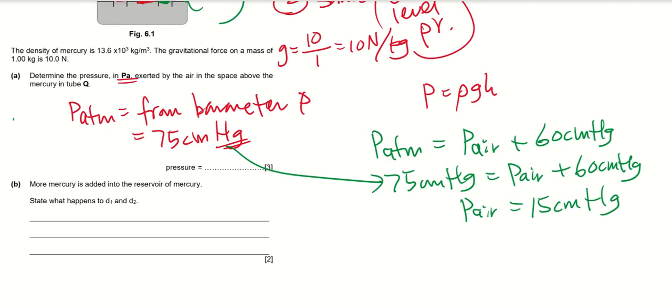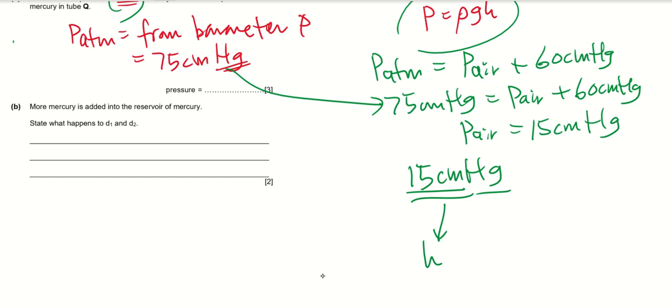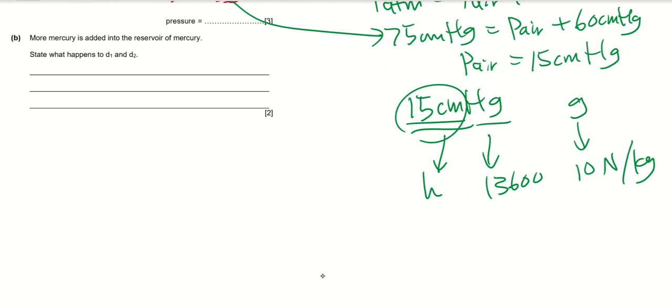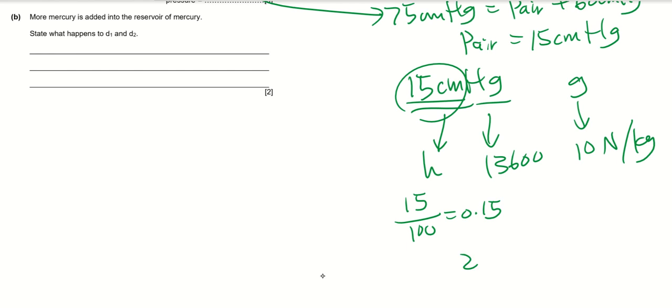Now I need to convert it into Pascal. So pressure equals rho g h. For 15 cm Hg, be careful, this 15 cm is my h. Hg is mercury's density, 13600. In order to be in Pascal, everything has to be in SI units. So what am I lacking? I'm lacking my g, so I need to have it as 10 Newton per kg. Now the problem is 15 cm, I need to convert it to meters, so it equals 0.15. I multiply everything together and I will get 2.04 times 10 to the power of 4 Pascal.